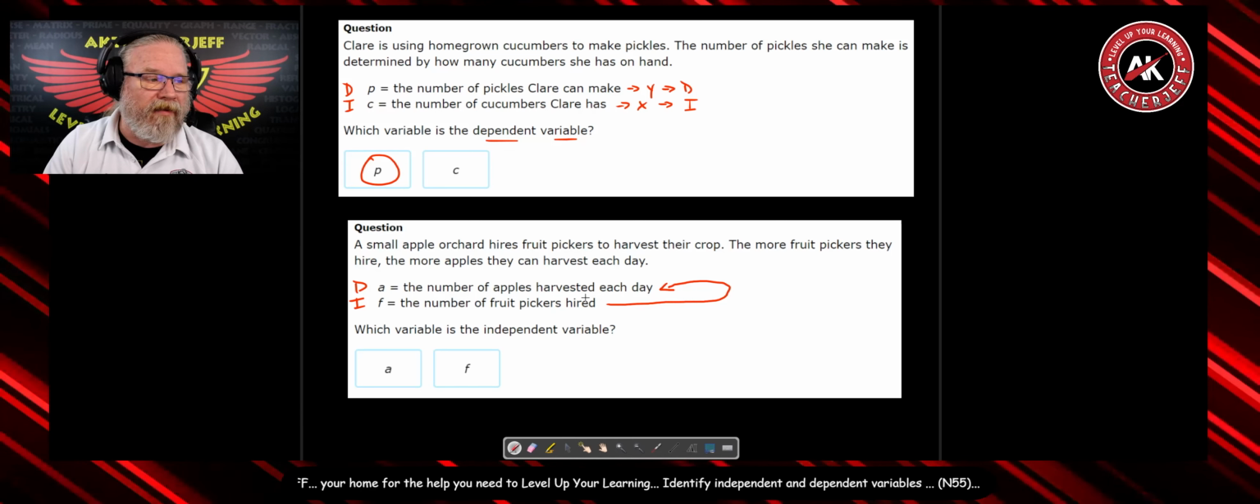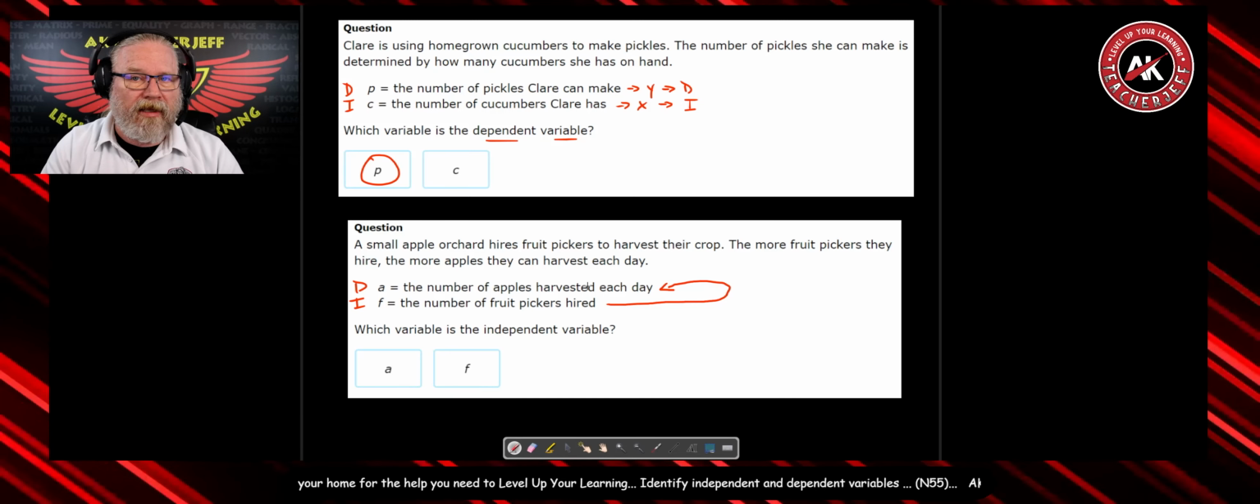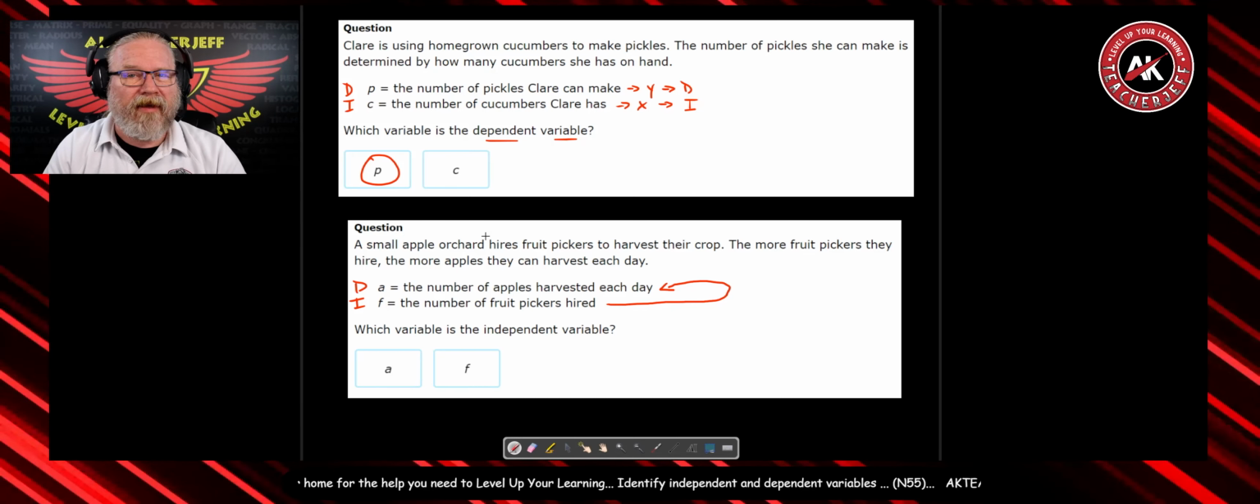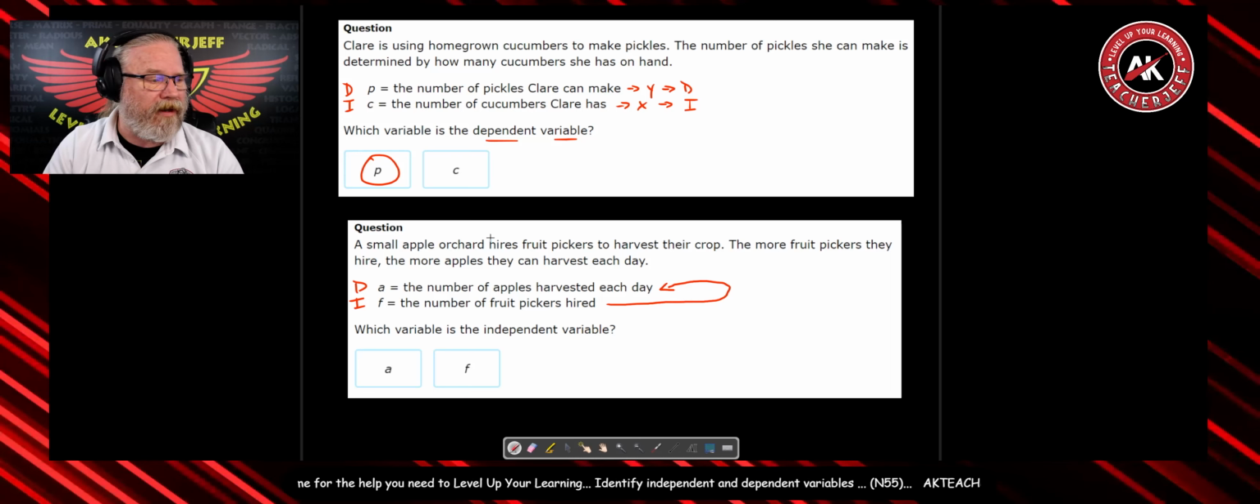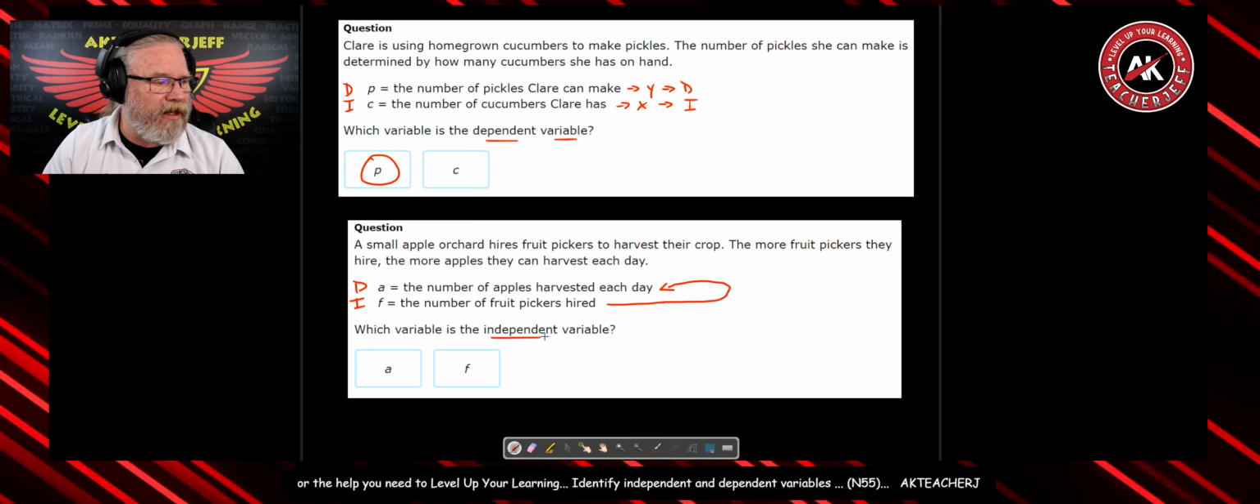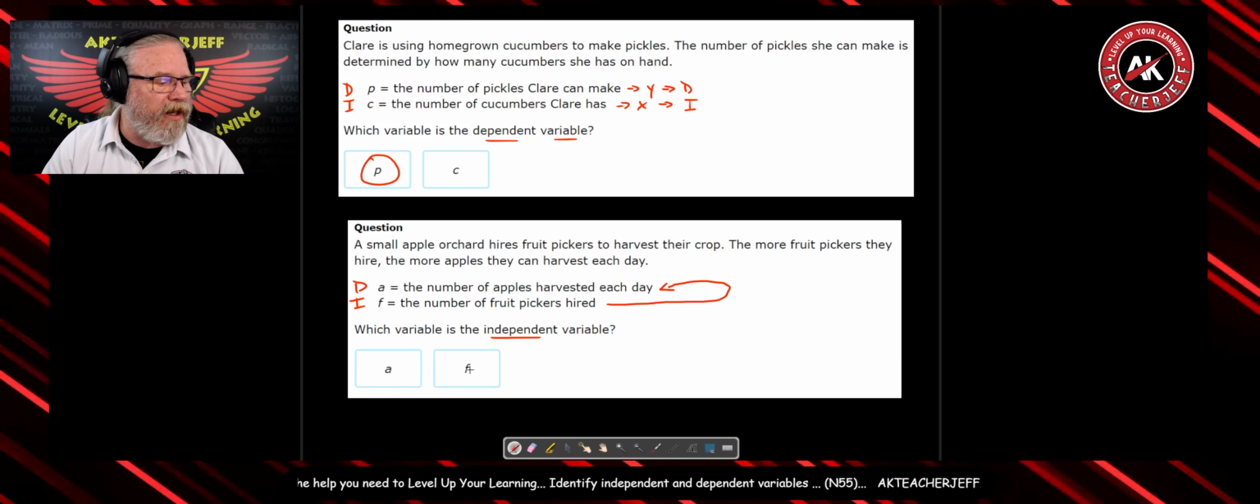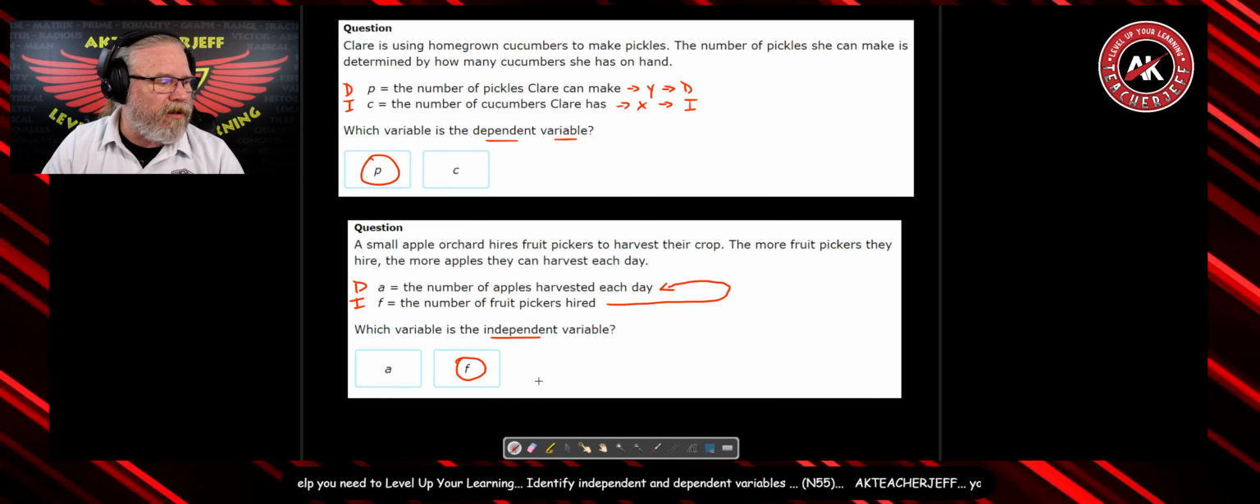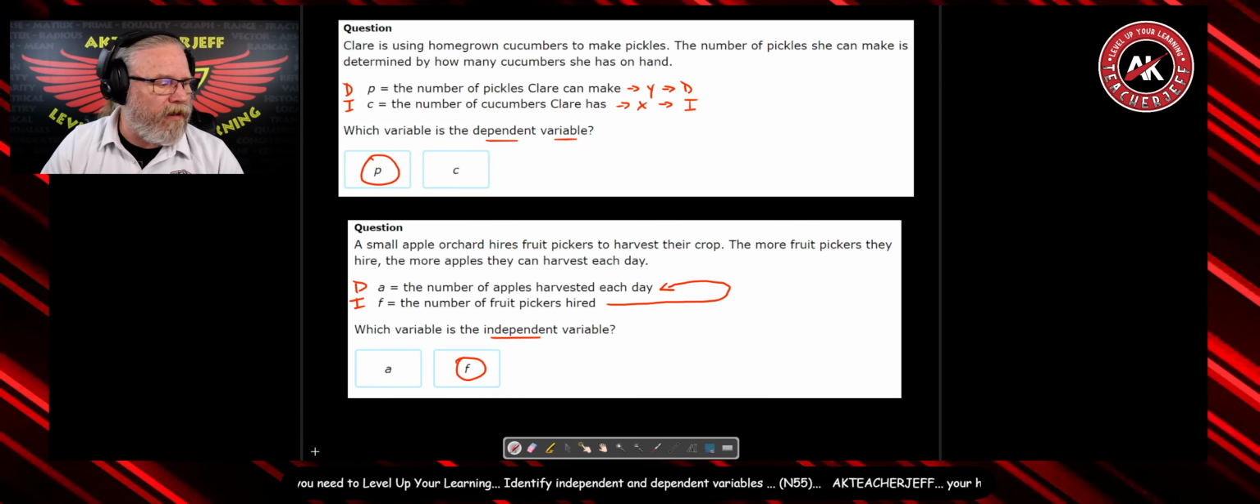Let's see which one they're looking for. Be very careful. Pay close attention to the instructions. Are they asking for the independent variable or the dependent variable? So here they're looking for the independent variable. So that's going to be the value of F. So we'll go ahead and circle that one there.